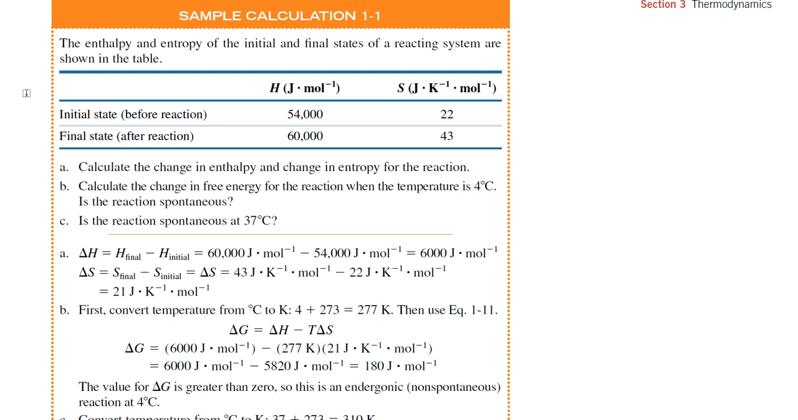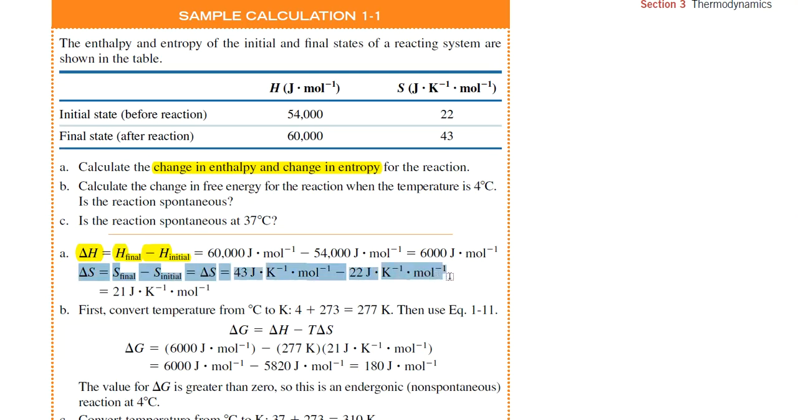The enthalpy and entropy of the initial and final state of a reaction system are given. Initial state, before the reaction, enthalpy is given and entropy is given. Similarly for the final state, enthalpy and entropy are given. They have asked to calculate the change in enthalpy and the change in entropy. So how will you calculate? The change in enthalpy, del H, is final minus initial enthalpy. Similarly, final minus initial S, that is entropy, is the change in entropy.